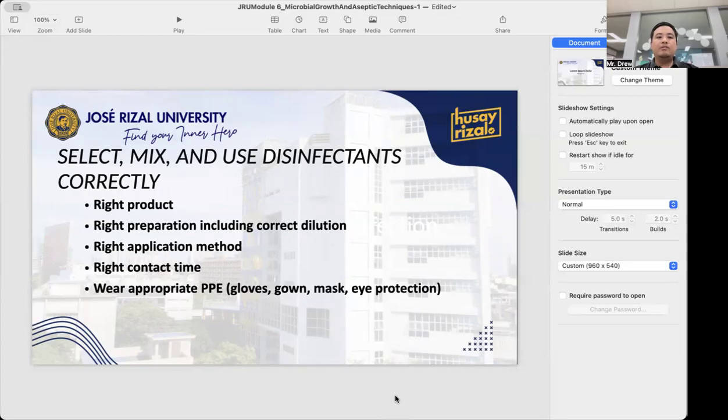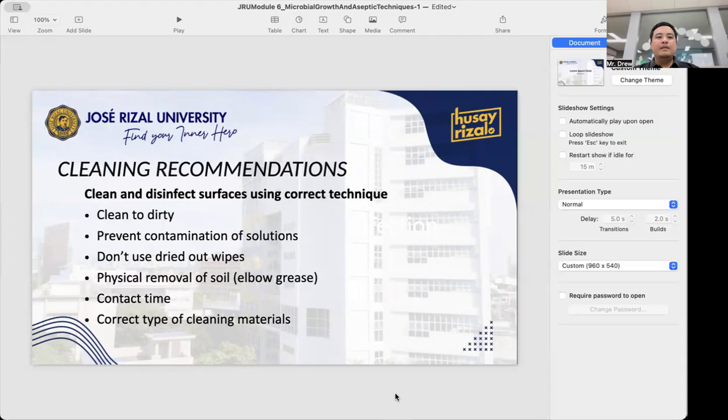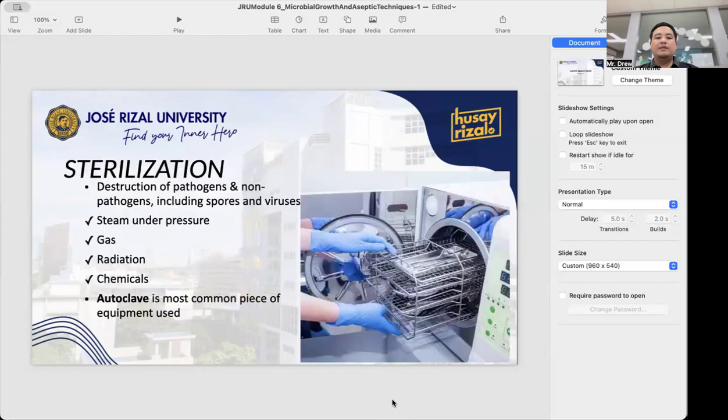So right product, right preparation, including correct dilution, right application method, right contact time, wear appropriate PPE. So cleaning recommendations: clean and disinfect surfaces using correct technique, clean to dirty, prevent contamination of solution. Don't use dried out wipes, physical removal of soil, contact time, correct type of cleaning.